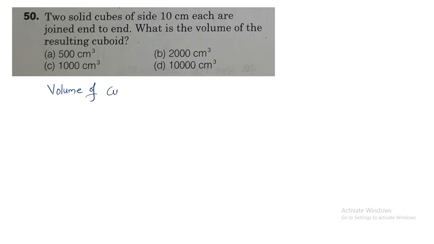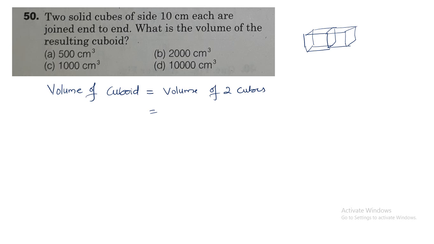So volume of cuboid is equal to volume of 2 cubes. What has he done? He has considered one cube and joined it with one more cube. If you join, there won't be any change in the volume, just addition of volumes will be done. So volume of cuboid is equal to volume of 2 cubes.